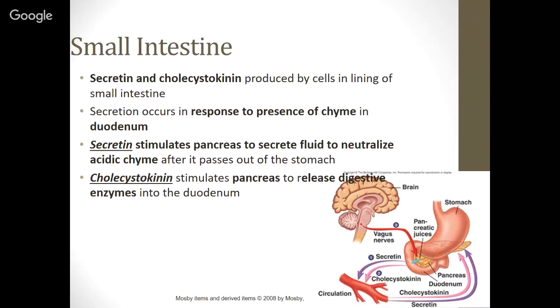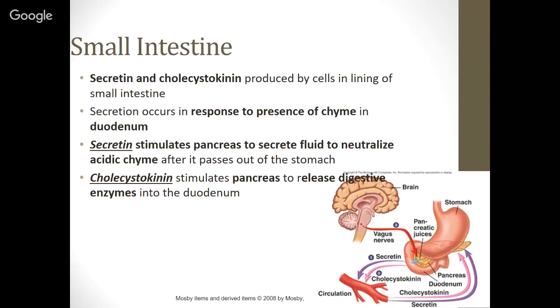Secretin stimulates the pancreas to secrete fluid, and that neutralizes that acidic chyme. It's mixed with hydrochloric acid in the stomach, right? After it passes out of the stomach. So it produces a buffering solution. Cholecystokinin stimulates the pancreas to release digestive enzymes into the duodenum.